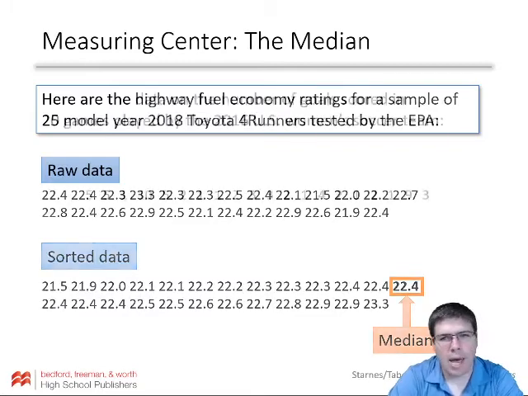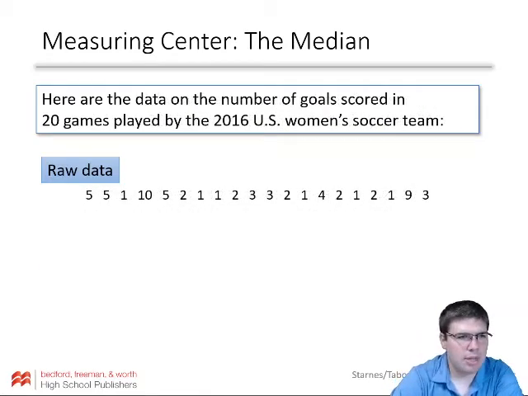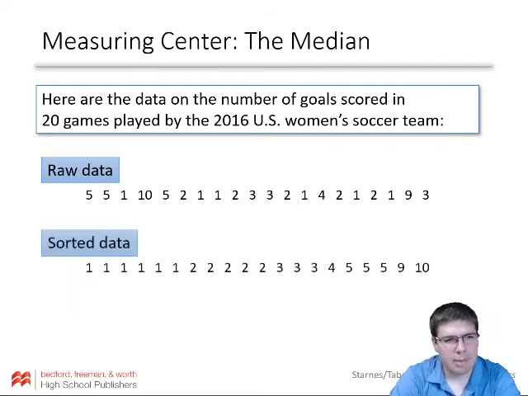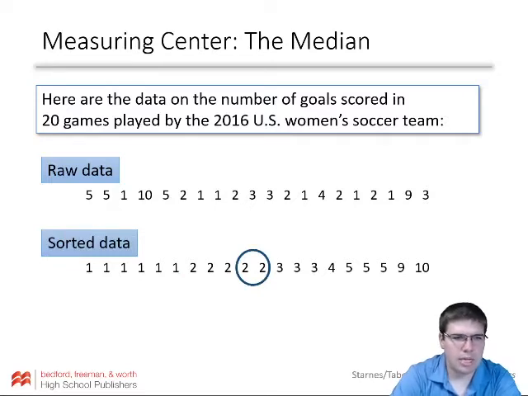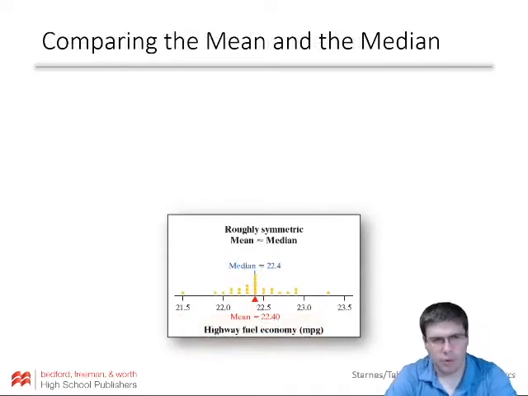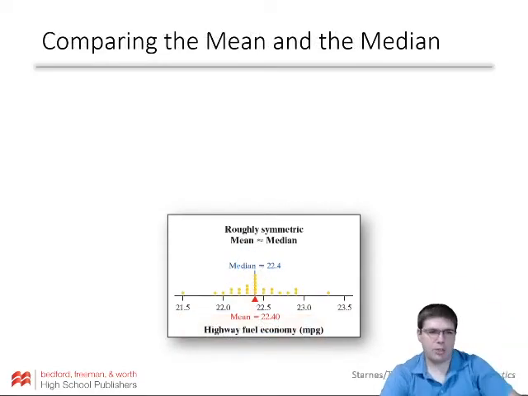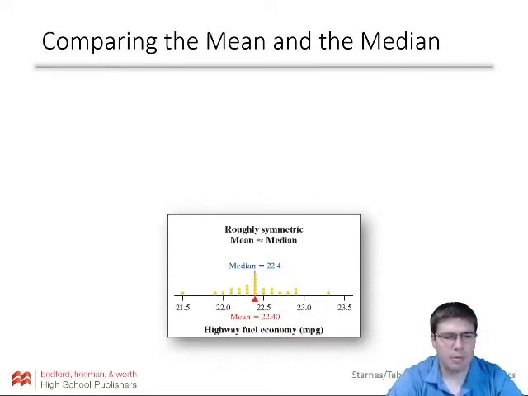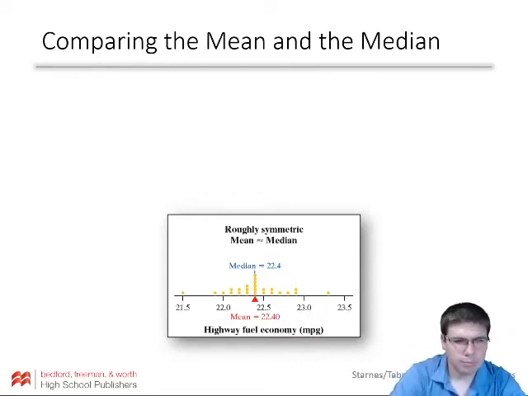So if we go back and do that same thing on the 20 games played by the U.S. women's soccer team, and find their median number of goals scored, we sort the data lowest to highest. We have 2 numbers in the middle. Of those 20, we have the bottom 10 and the top 10. This would be the split right in between, so we average the 2 and the 2. Well, that's just 2, so we're good. But if they were different, then you might end up with a number that isn't actually in your data set. It might be something like 0.5.